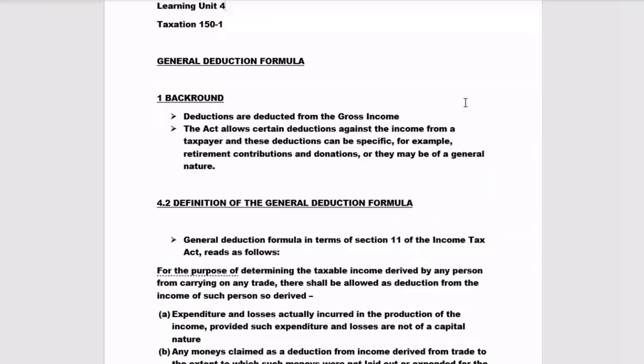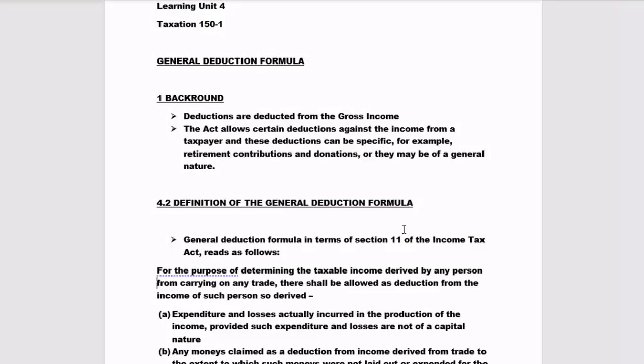Thank you. Without any waste of time, it's learning unit 4. That's the general deduction formula. So the background goes that the deductions are deducted from the gross income, and the Act allows certain deductions against the income of the taxpayer, and these deductions can be specific, for example your retirement contributions and donations, and they may be of a general nature.